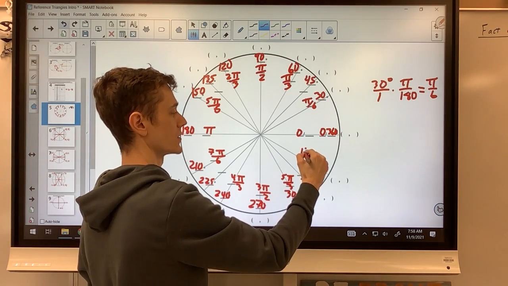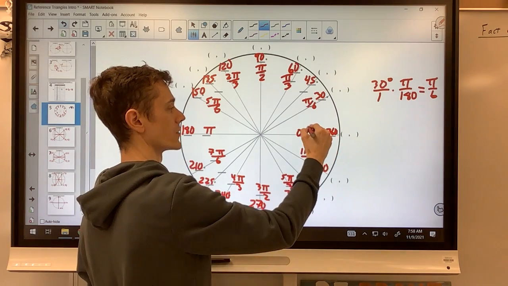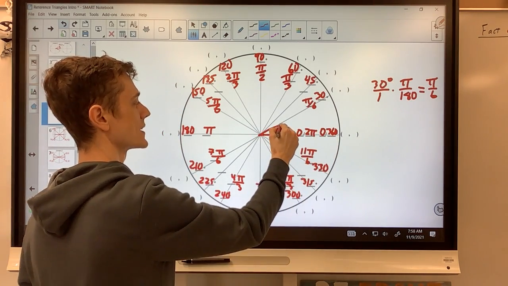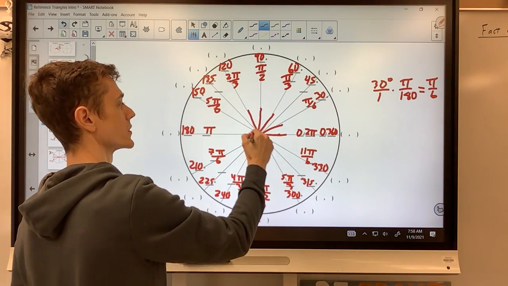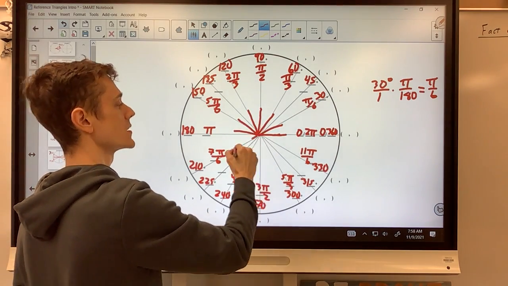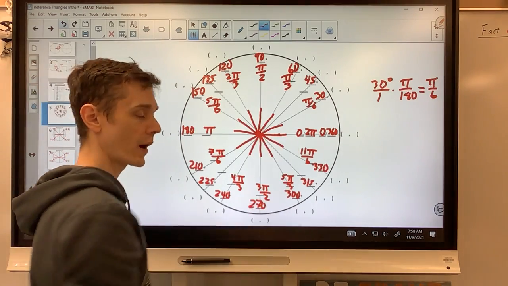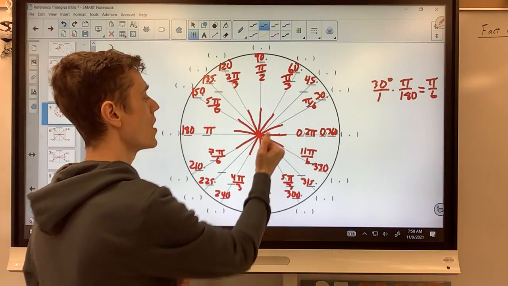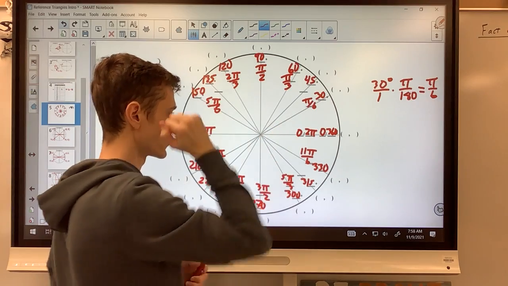11 pi over 6 does not reduce. And then 12 pi over 6 reduces. So I was just recognizing that every time I have a big gap of 30 degrees, I know to hit those lines with 1, 2, 3, 4, 5, 6, 7, 8, 9, 10, 11, 12 pi over 6. So I'm kind of just counting off 1, 2, 3, 4, 5, 6, 7, all the way up through 12, and then I'm reducing the fractions. Whenever I can reduce the fraction over 6, I do that.